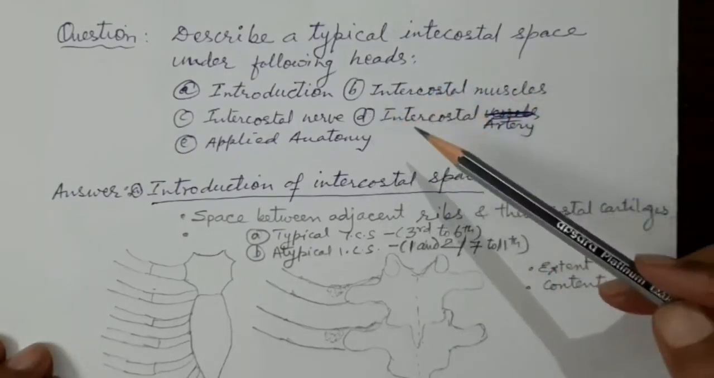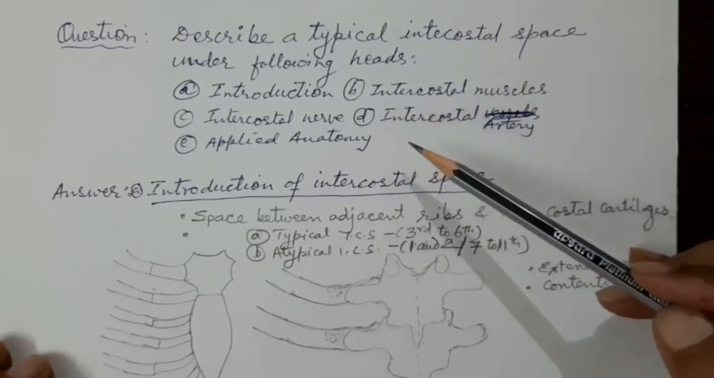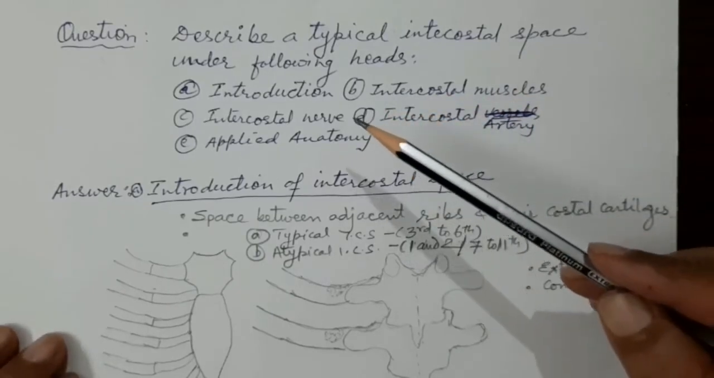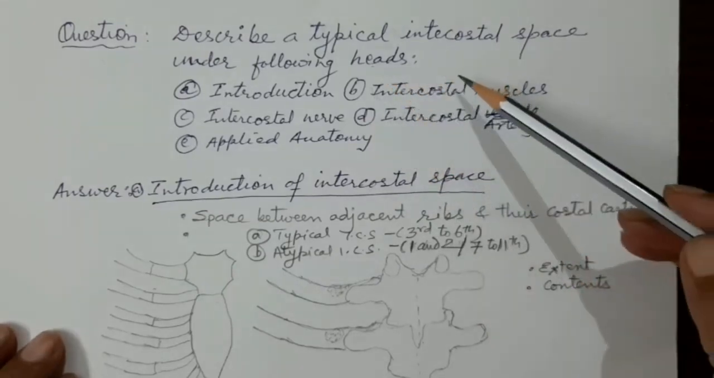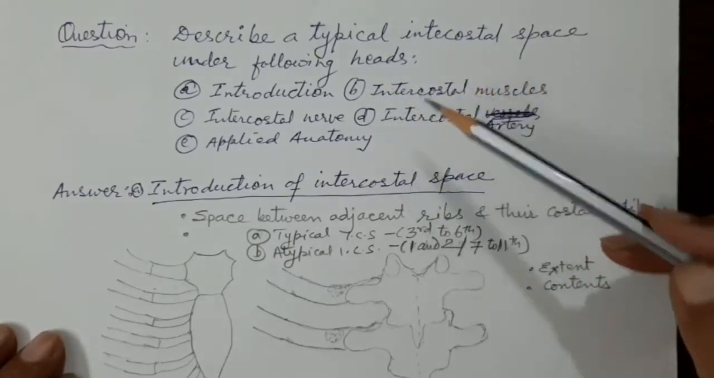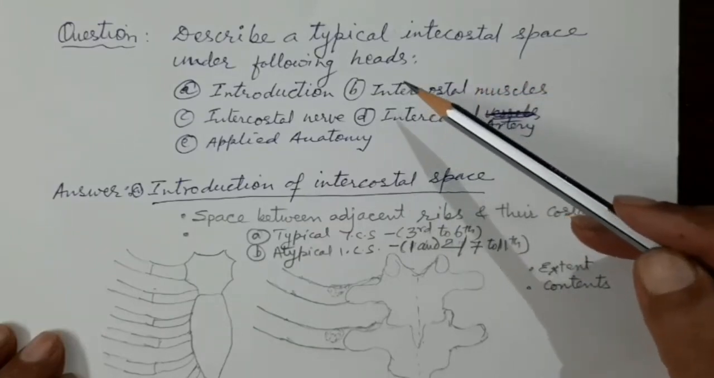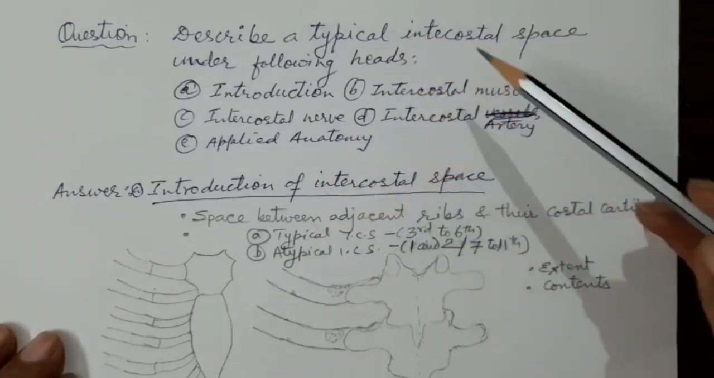An individual part can also be a short note. Now the long question may be like this: describe a typical intercostal space under the following heads. This may be a long question.